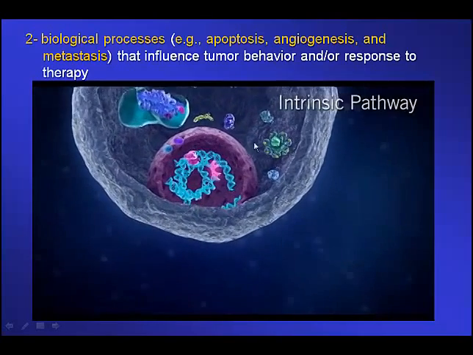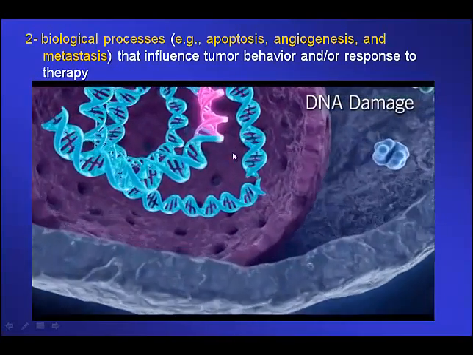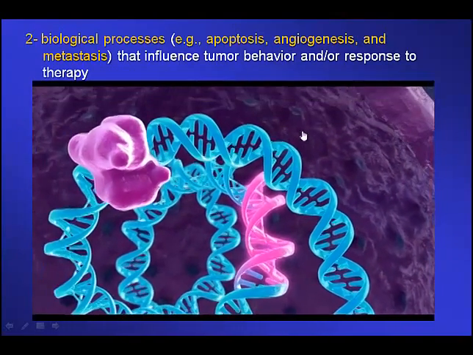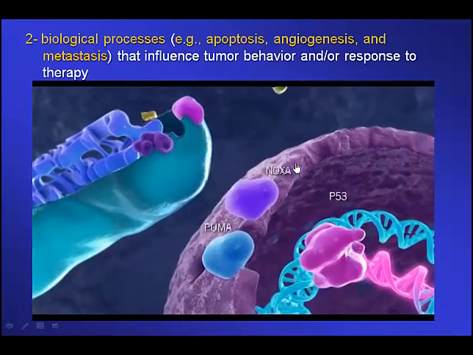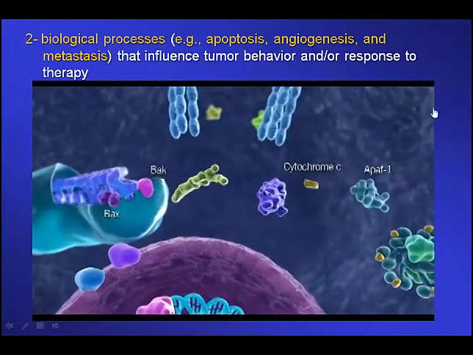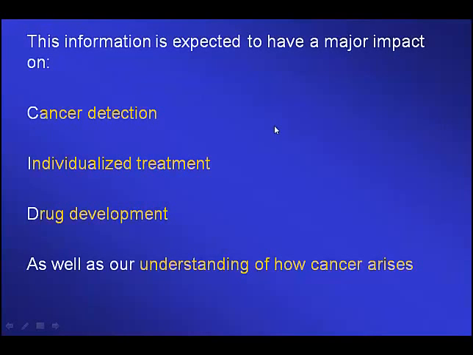So you can see here how cancer develops, for example, the DNA damage, and so on, receptors or messengers or kinases, or the function of apoptosis or the biological process itself, how we develop this cancer. So just in brief, from all of this information we can get a very good message of molecular imaging, which is that we can detect cancer early, we can individualize or personalize the treatment of cancer, and we can develop a drug as well as understand how this process of cancer arises.